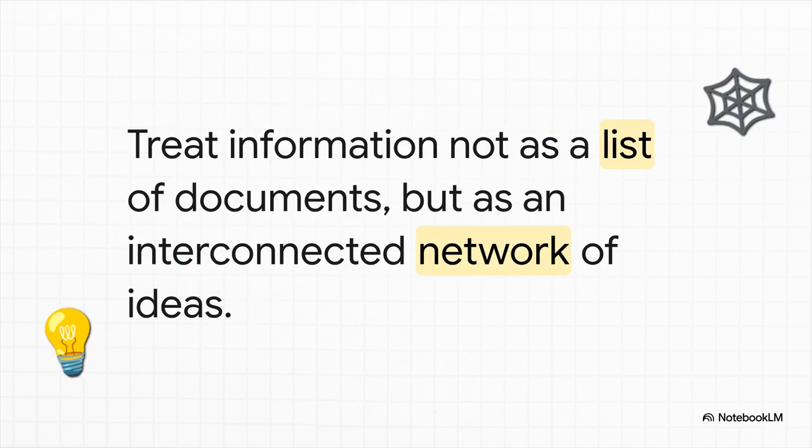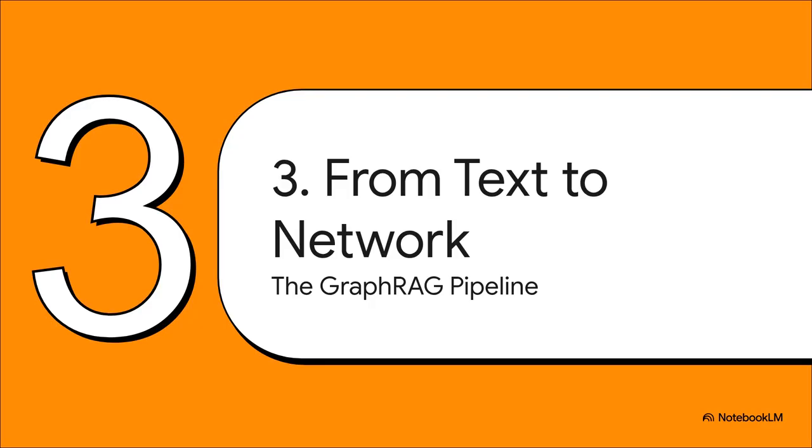And that's the huge shift in thinking here. GraphRAG just stops treating information like a long, disconnected list of documents. Instead, it starts to see it for what it really is. A living, breathing network, a web of interconnected ideas, people, and events. It actually builds what we call a knowledge graph. But how in the world does it actually build this incredible map of knowledge? Let's take a look at the process for turning just a messy pile of text into an intelligent, connected network.